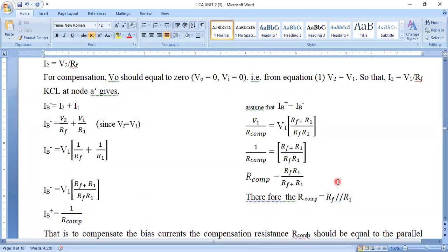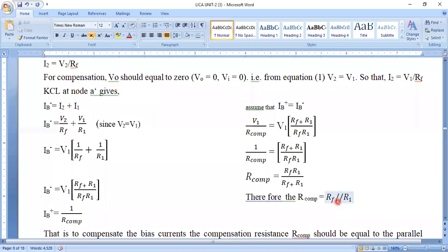So that is the objective. This is very simple, and this is very important. That means if we design a compensation resistance value equal to the feedback resistance in parallel with the input resistance, at that condition we can produce zero output voltage at zero input signals. So you can make the output voltage zero by making the compensating resistance equal to the parallel combination of R1 and RF.